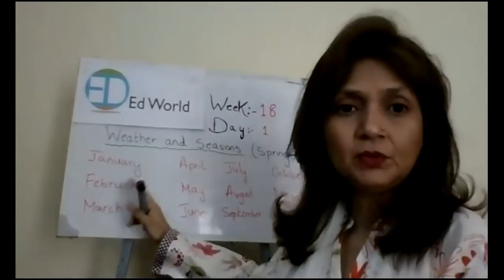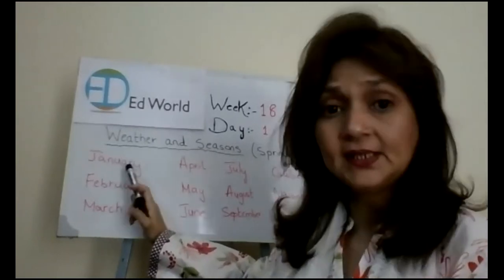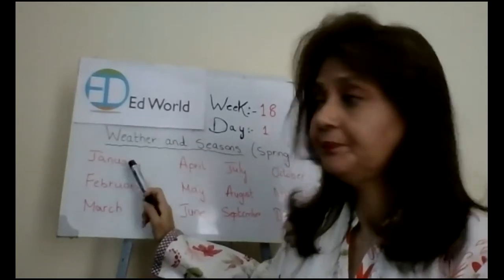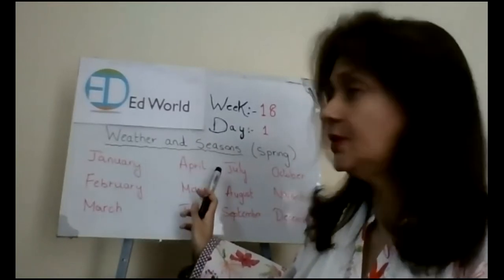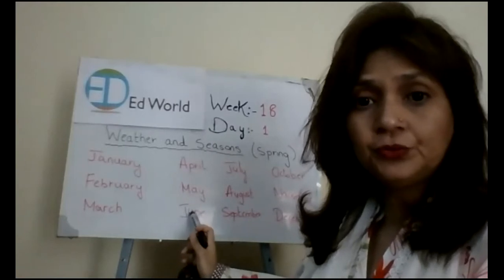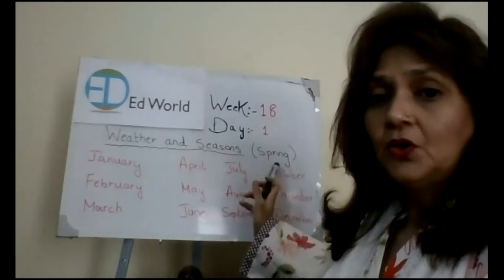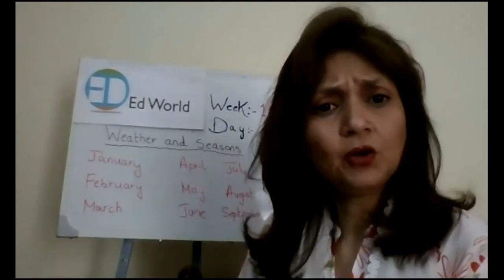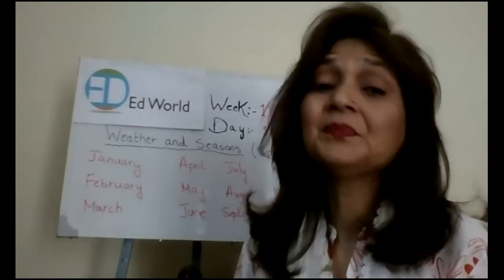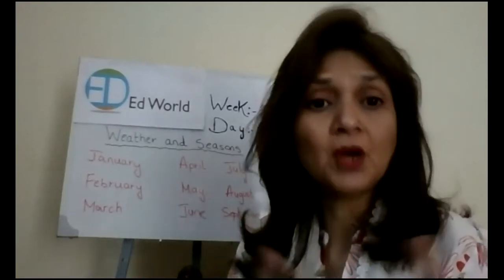Now, here on my whiteboard, can you see what I have written? Can you all see my whiteboard, children? Yes? Okay. What is this? January, February, March, April, May, June, July, August, September, October, November, and December. So, what are all these? These are the months of the year, right? The different months that come throughout the year.